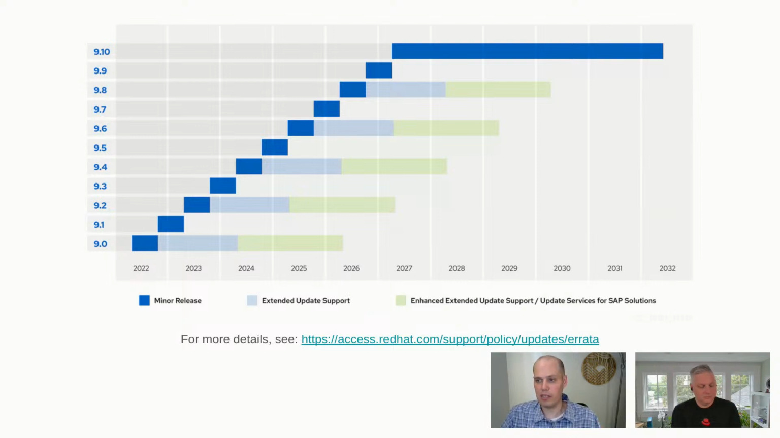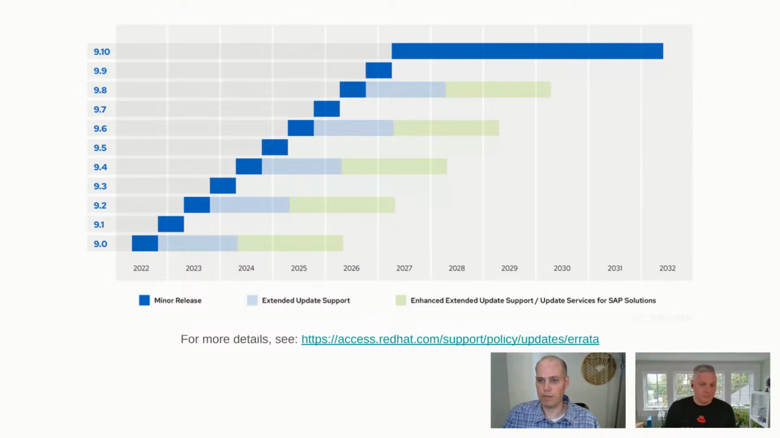So this predictable release cadence really allows you, as you're planning your projects into the future, to ensure you have the lifecycle to support that. You can use this predictable lifecycle cadence to select the version that's going to be most appropriate for whatever your implementation is going to be.